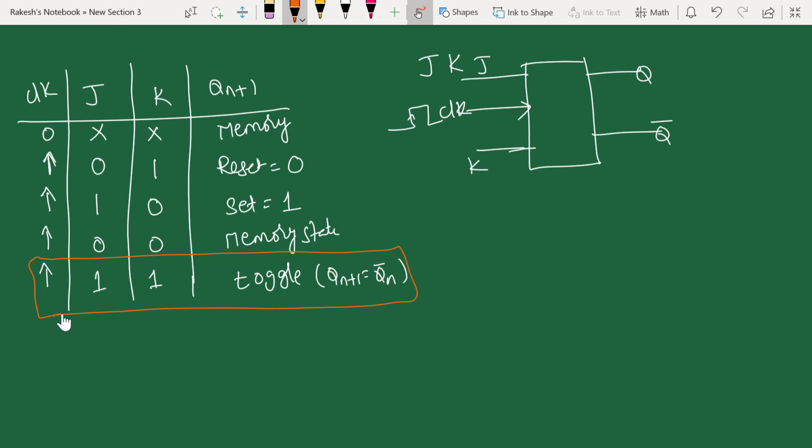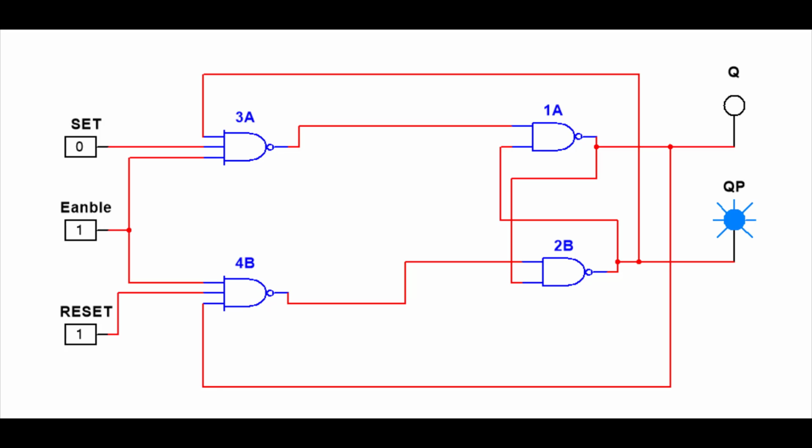Whenever you give J and K equal to 1, whatever the output you are going to have, that will be toggled to the next state, or complemented to the next. If it is 0, it becomes 1. If it is 1, it becomes 0. Why do we call this a toggle? We will see in a moment. When you analyze the circuit, you will understand why it is called toggling instead of complementing. Now let us simulate the JK flip-flop in Multisim software.